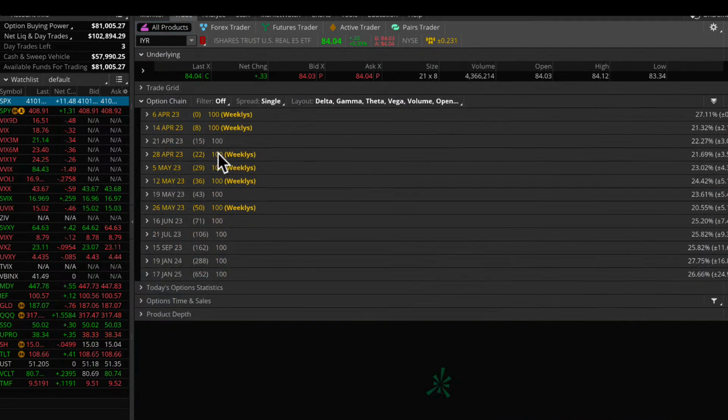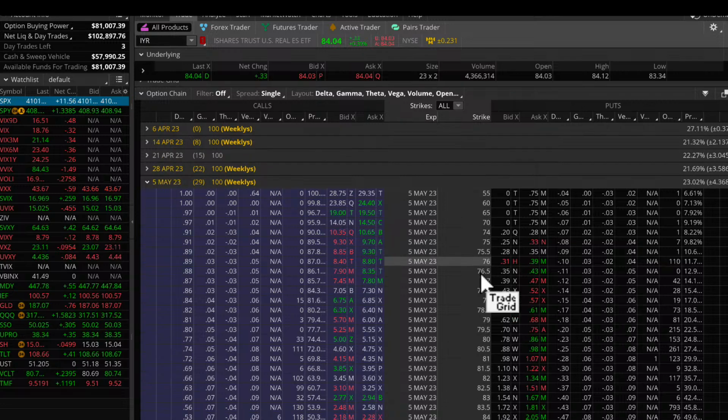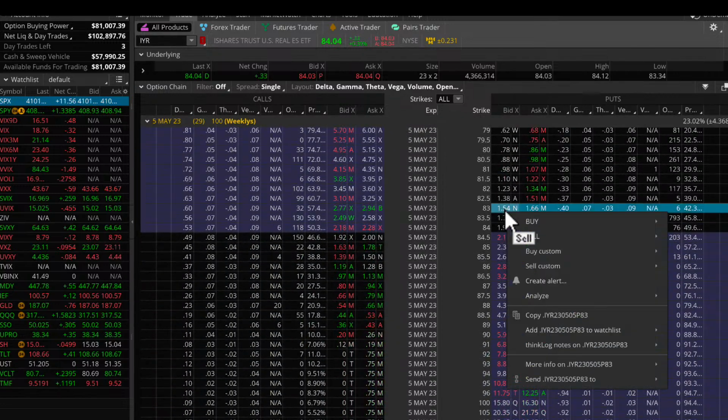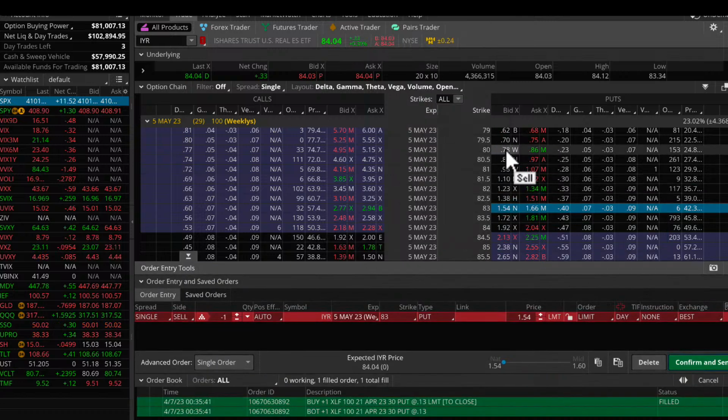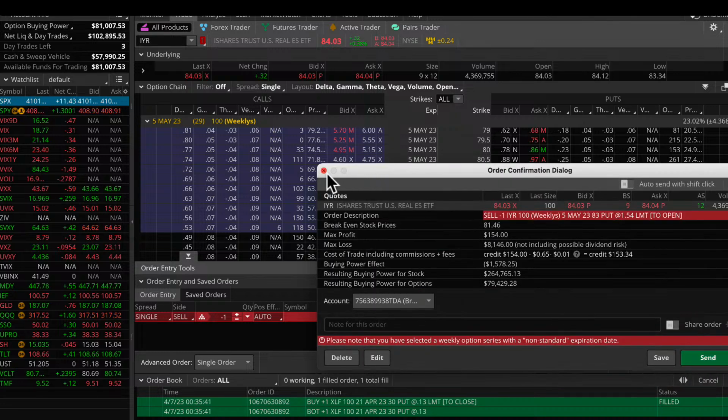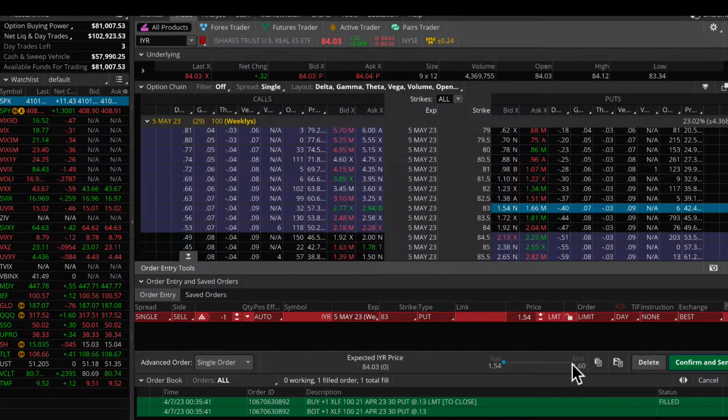So I would go into the IYR, 29 days to expiration. I think the 83 strike is good. If you wanted to go for a little lower premium, I mean, the 80 is fine, the 81. I typically target around 2%. And we will just fire this off. Let me try to get something close to the mid.